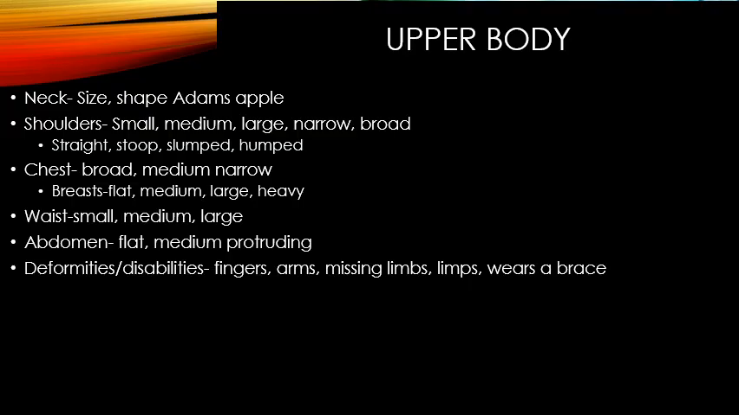So the upper body. Neck size, shape, big Adam's apple, small Adam's apple. Shoulders, small, medium, large, narrow, broad, straight, stooped, slumped, or humped. Chest, broad, medium, or narrow. If females, breast, flat, medium, large, heavy. Waist, small, medium, or large. Abdomen, flat, medium, protruding. Deformities or disabilities, fingers, arms, missing limbs, limps, wears braces, etc.